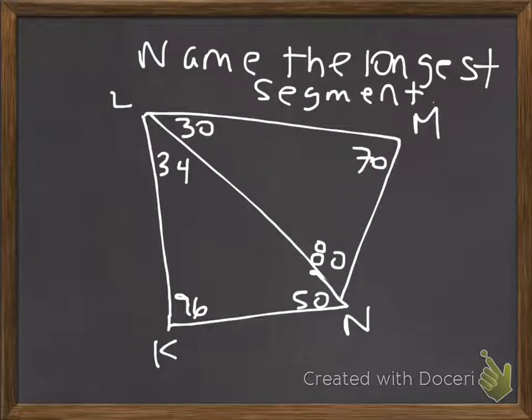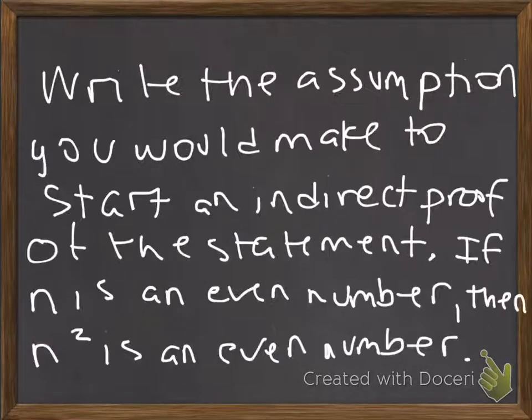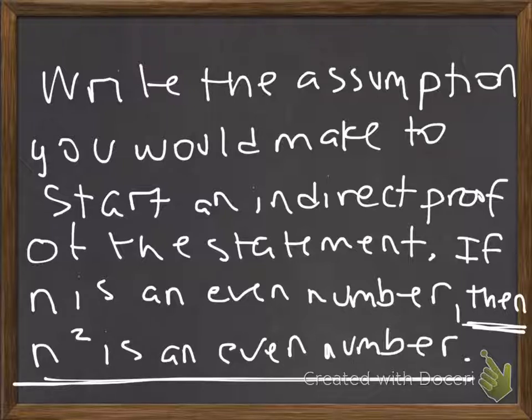Here we have the name the longest segment, so we're just looking for the biggest angle, 96, and that's across from LN. So LN is our longest. Here we're writing the assumption you would make to start an indirect proof. It's always going to take the then part or the conclusion and negate it. So we're going to say instead of n squared is an even number, we're going to say it is not an even number.